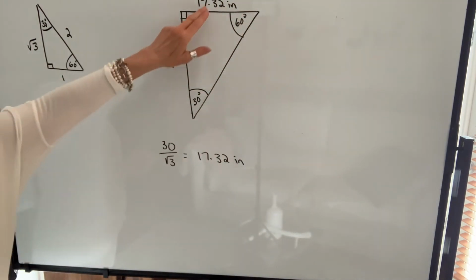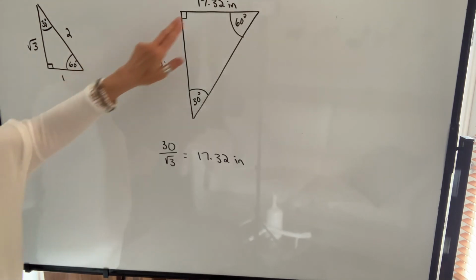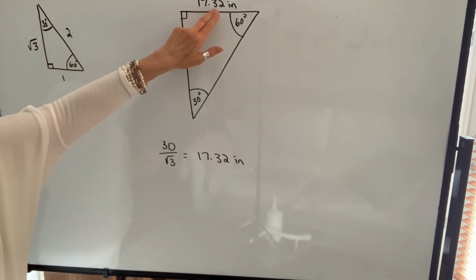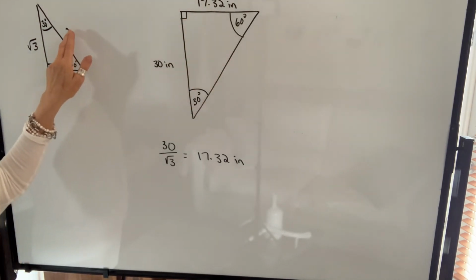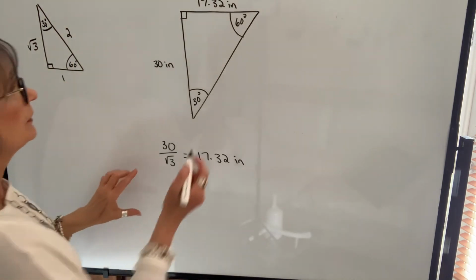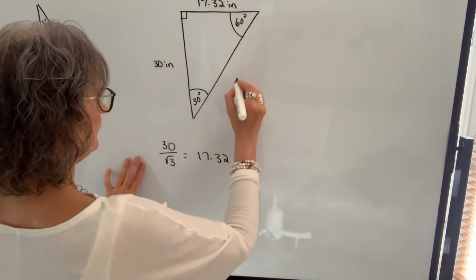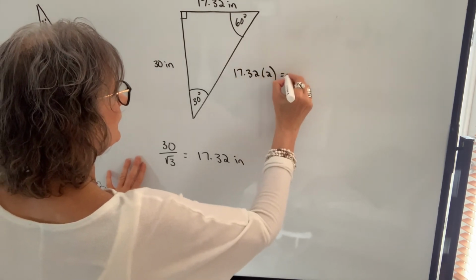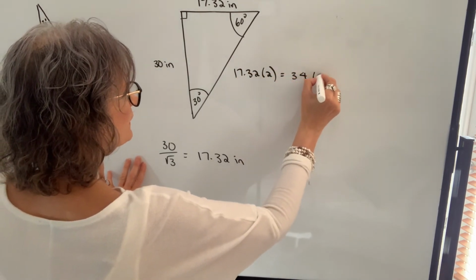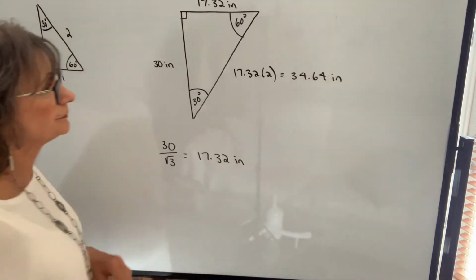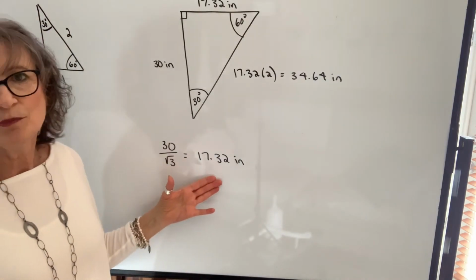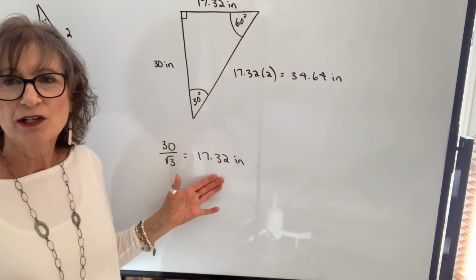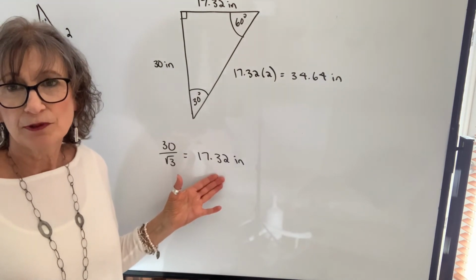Once I've got the side opposite the 30-degree angle, I simply double it to get my hypotenuse, because this is always going to be 2 times that. So in order to get this, I double 17.32 and I get 34.64 inches. This method might be preferred by some people, but others might get confused. When do they multiply or divide by root 3 or the number 2?